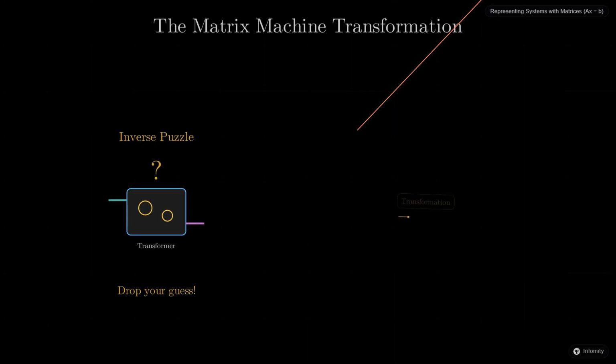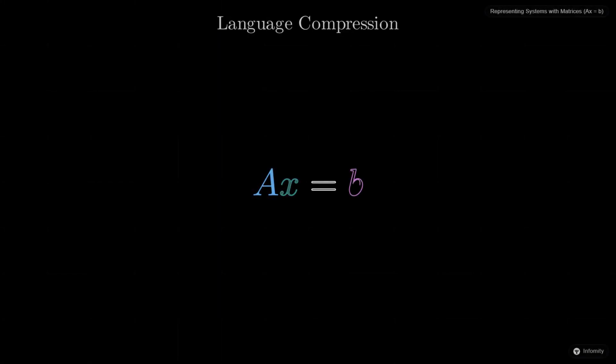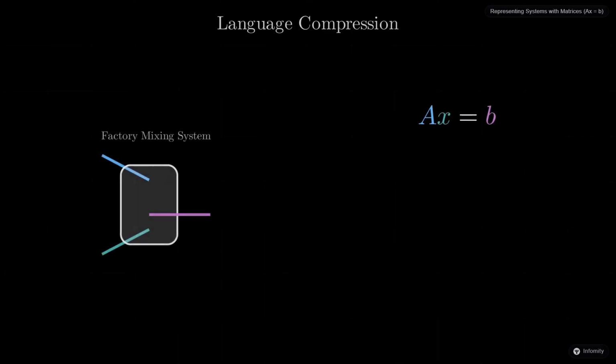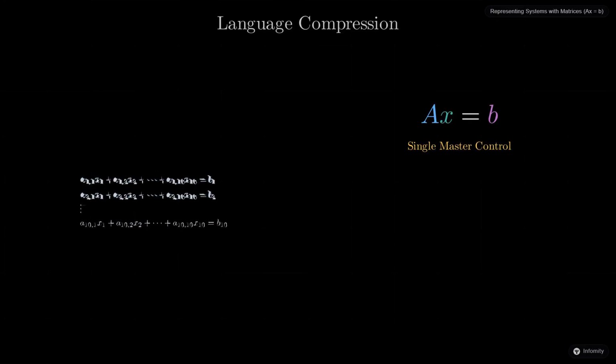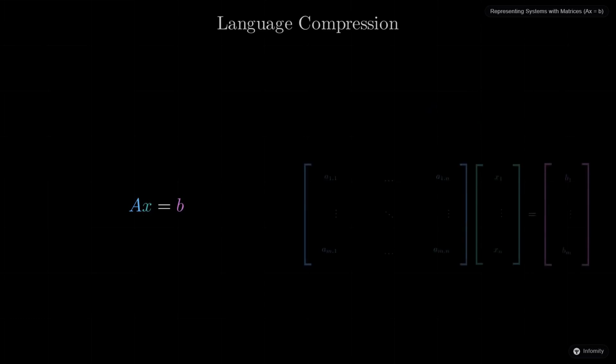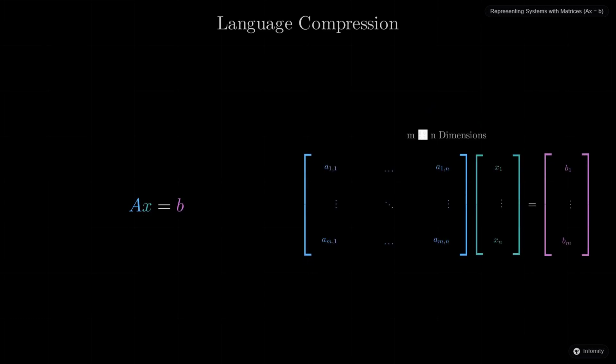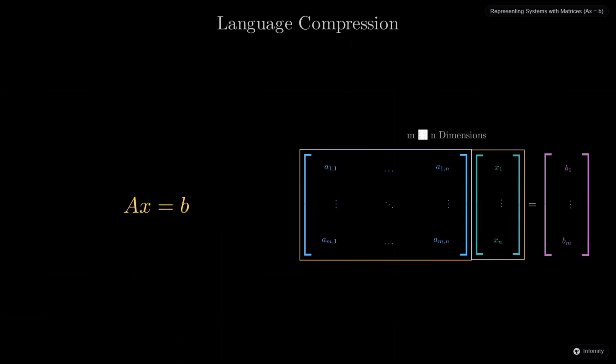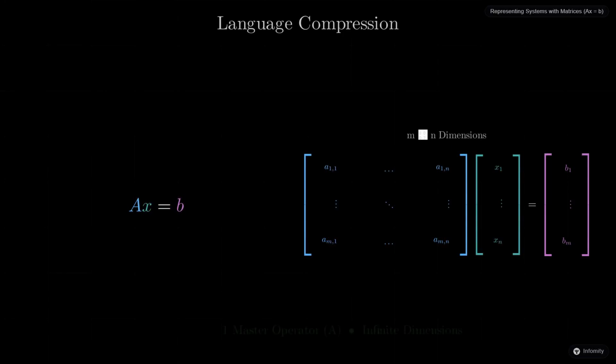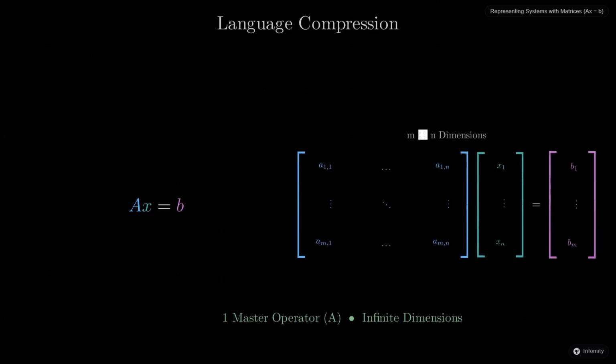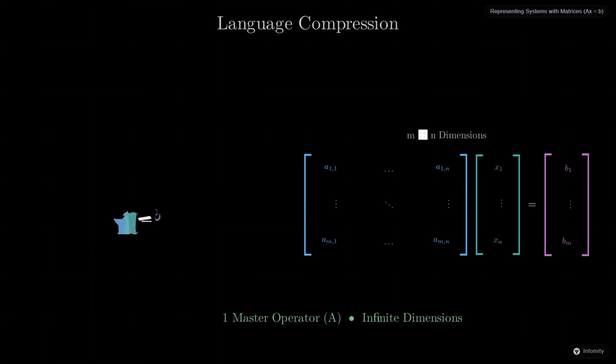We now see a single vector transformation. This notation, A times x equals b, is a massive language compression. Instead of listing every factory pipe, we write one master control label. Watch as a massive system of 10 equations collapses into three letters. No matter how many dimensions we add, the structure remains identical. You would expect larger systems to get messy, but the math stays clean. This compression lets us solve thousands of equations simultaneously. The factory icon in the corner shows our single master control switch.